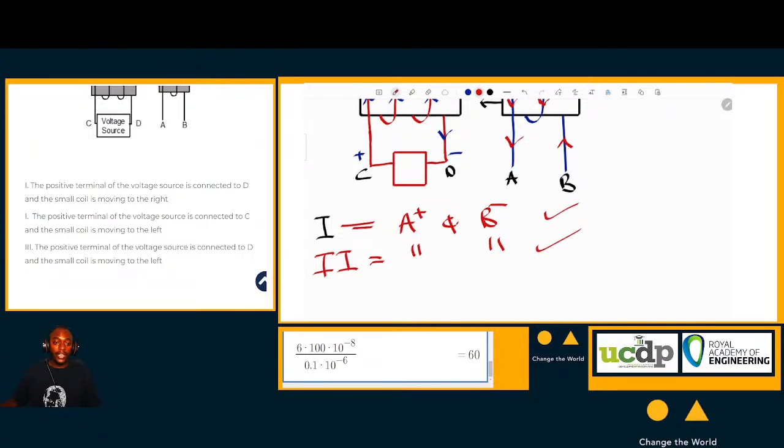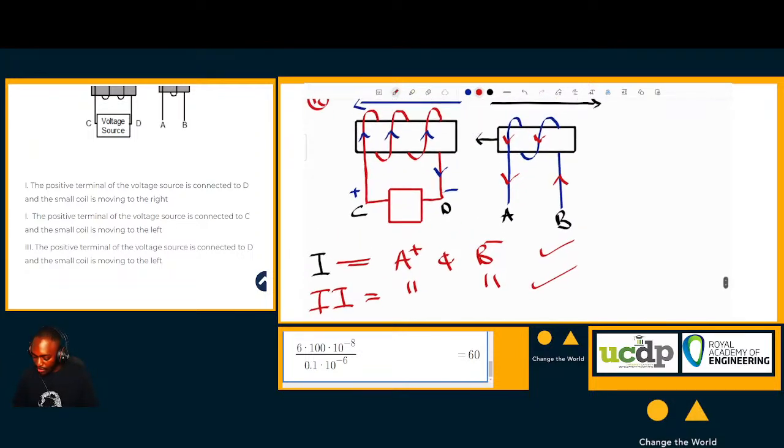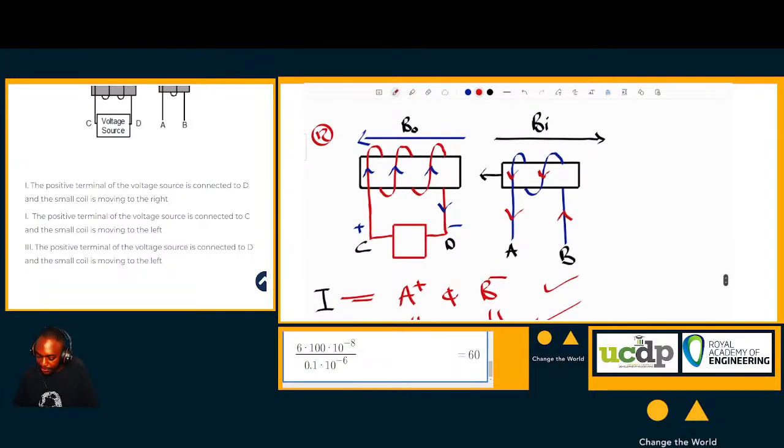Then let's do case 3. You can read through while I erase.